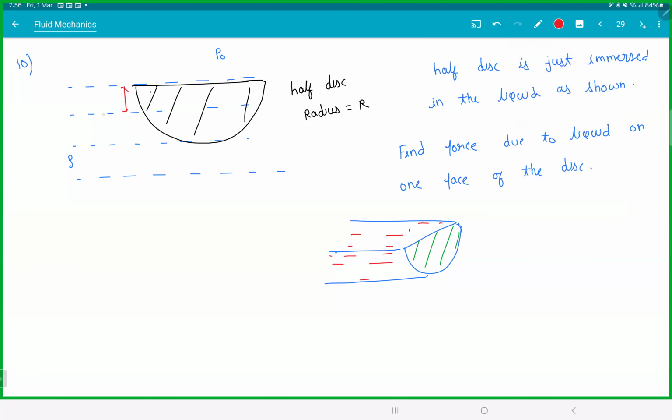So as you go down, the pressure is P naught plus rho g x. So every point is having a different pressure. Area is changing, pressure is changing. You have to integrate. Try. You got 2-3 minutes. The answer is pretty cool though.